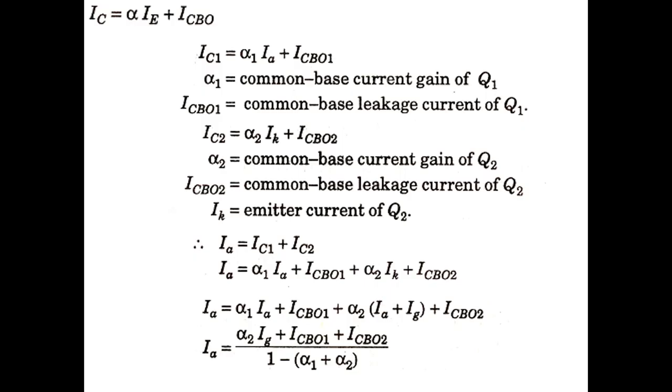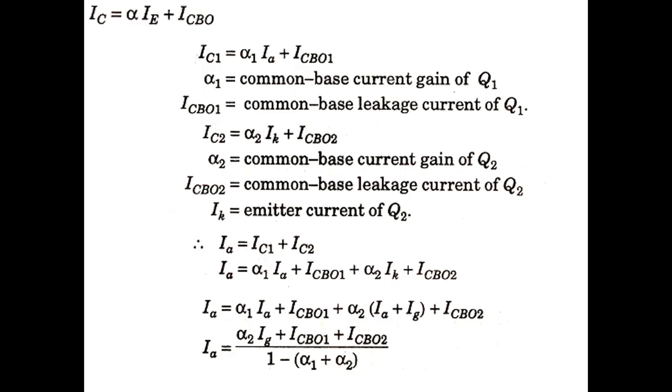This expression can be used for writing IC1 and IC2, that is the collector current for the first transistor and the collector current for the second transistor. IC1 is equal to alpha 1 into IA plus ICB01. Here the IE is nothing but the anode current, that is the first transistor emitter current is equal to the anode current of SCR, so IE1 is replaced by IA, and ICB01 is the leakage current of the first transistor, and alpha 1 is the common base current gain of Q1.